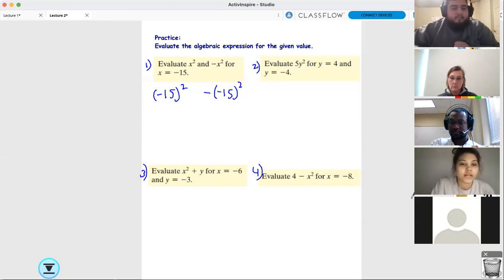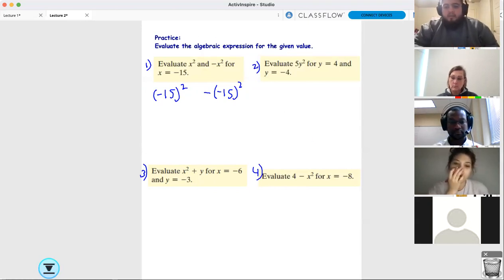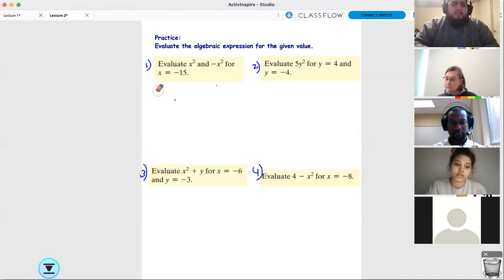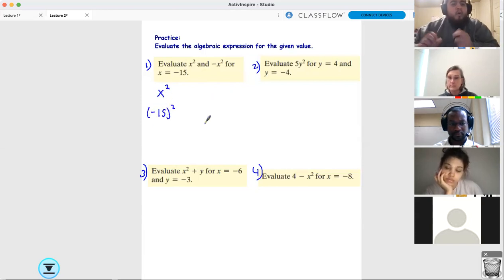I get it about the negative x, but with the positive x, I just don't understand why, or when to put the parentheses and when not to. So you're asking me how we know to go from x squared to parentheses negative 15 squared, right? You don't know when to put them in.